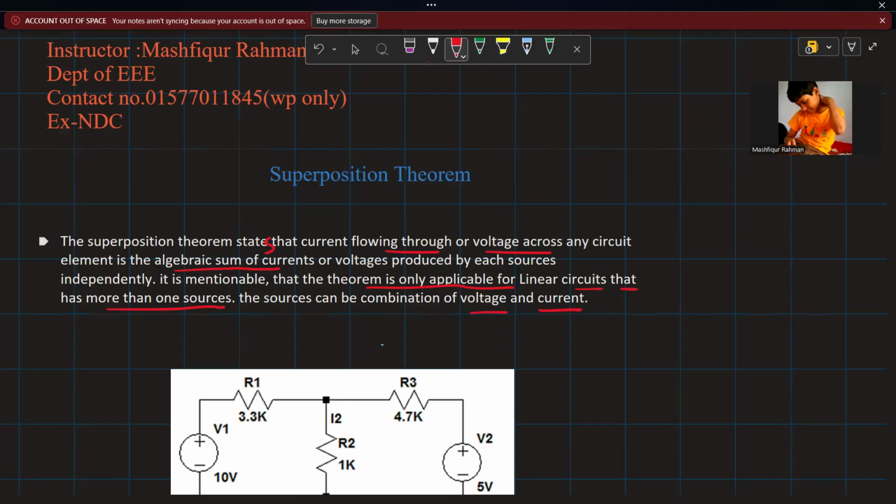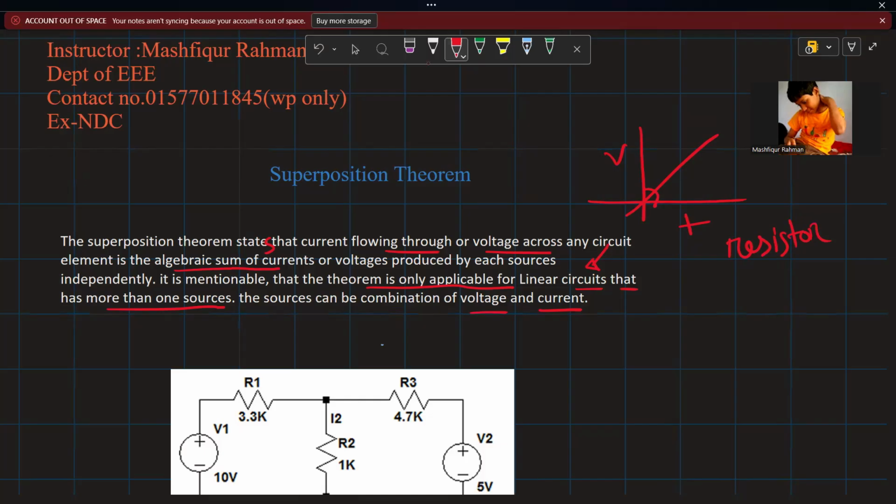Firstly, it is applicable only for linear circuits, right? So what is a linear circuit? A linear circuit consists of linear elements. So what is a linear element? A linear element is an element whose curve passes through the origin. For example, a resistor. From Ohm's law, it is clear that the voltage versus current curve of a resistor passes through the origin. So a resistor is a linear element.